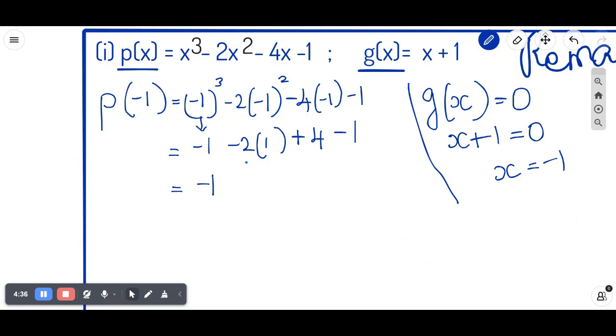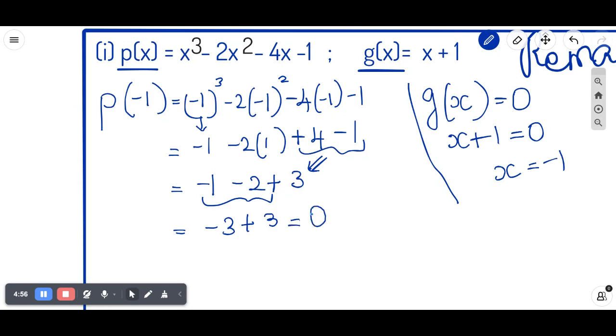This minus 1, you can write it as such. Minus into plus is a minus, and 4 minus 1 is a plus 3. Okay, 4 minus 1 is 3. You know that, right? So now minus 3 and minus 1 and minus 2. That will be a minus 3. We have got a plus 3 here. So minus 3 plus 3, which is equal to 0. So what is your remainder here?